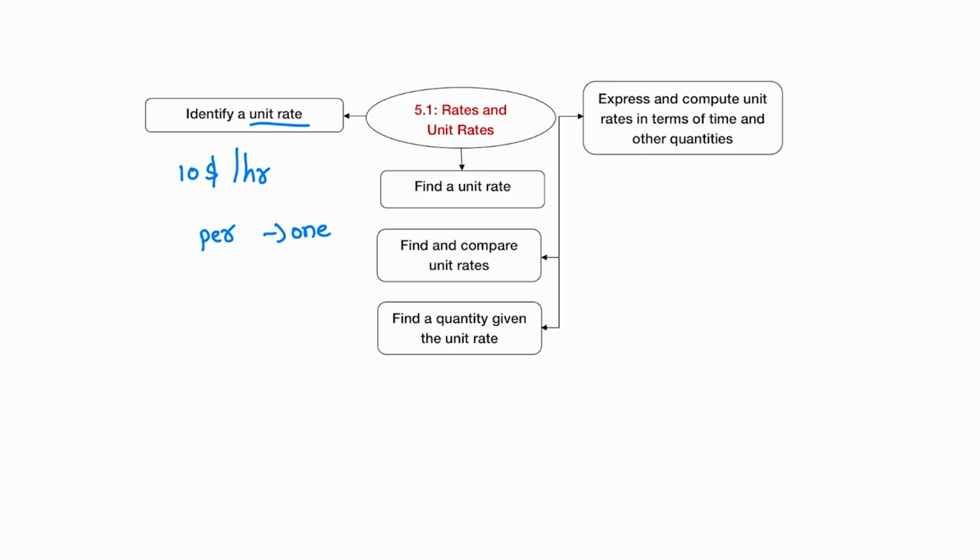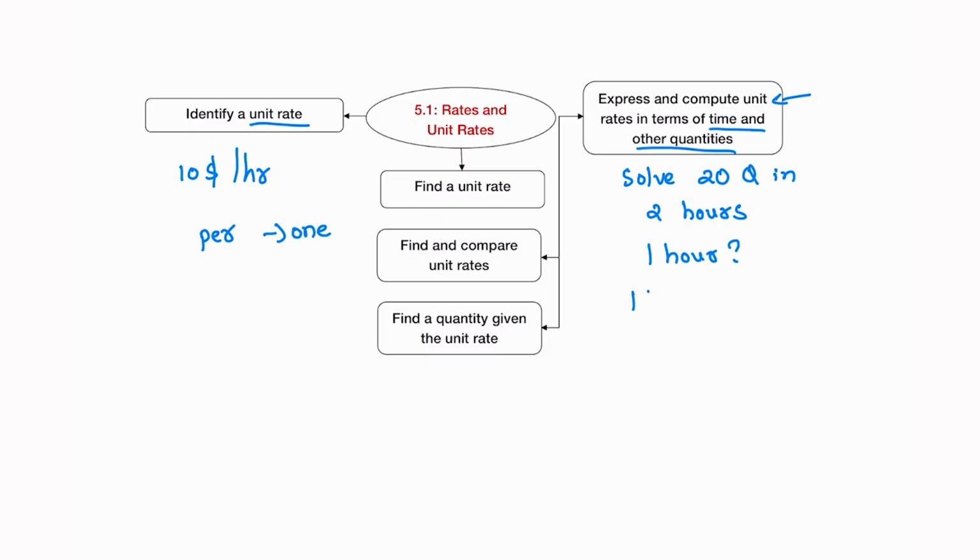That's it. Okay. And the next here, express and compute unit rates in terms of time and other quantities. So it's basically we are talking here in terms of time and other quantities. So for example, let's say that you can solve 20 questions. Wow, that's good. In 2 hours. You solve 20 questions in 2 hours. Then how many questions do you solve in 1 hour? Okay, so we are trying to compute unit rate here in terms of time because I have 20 questions for 2 hours. What's your unit rate per hour? How many questions do you solve? So that's what we do here.